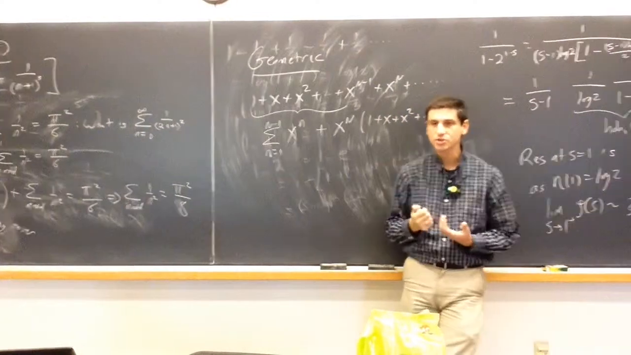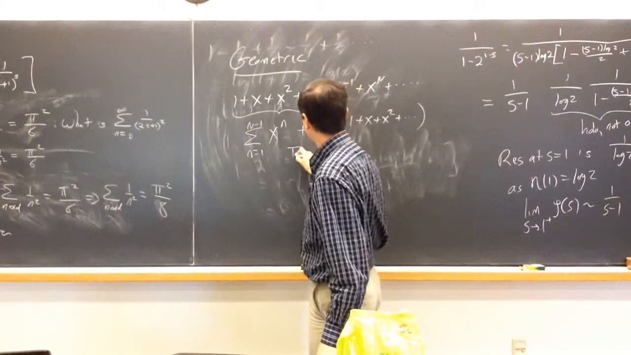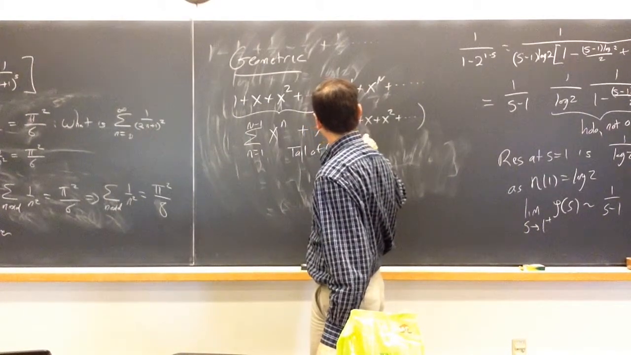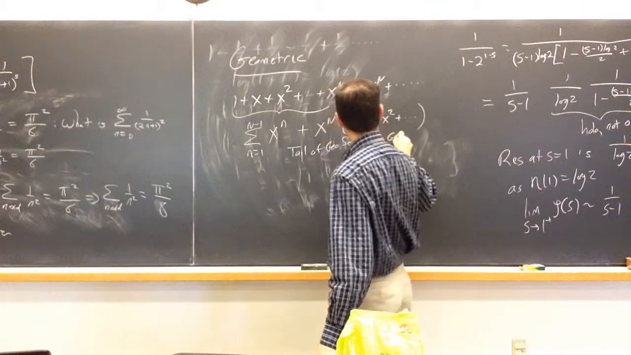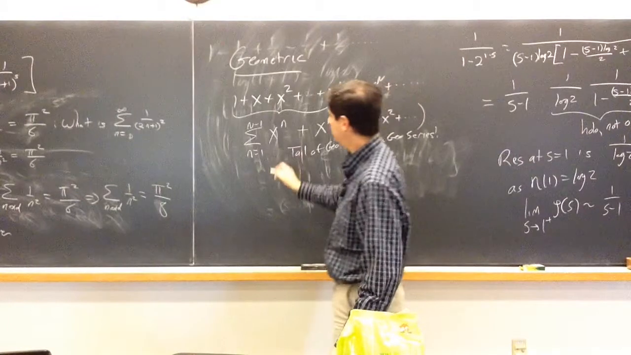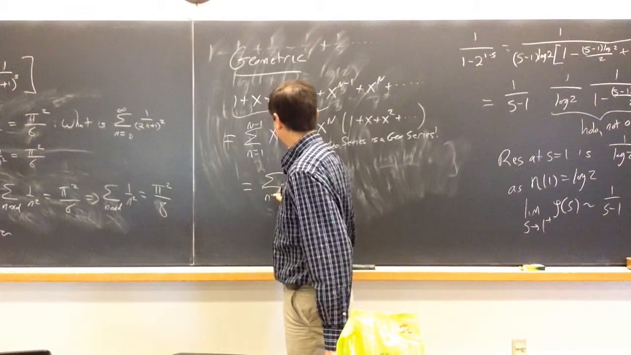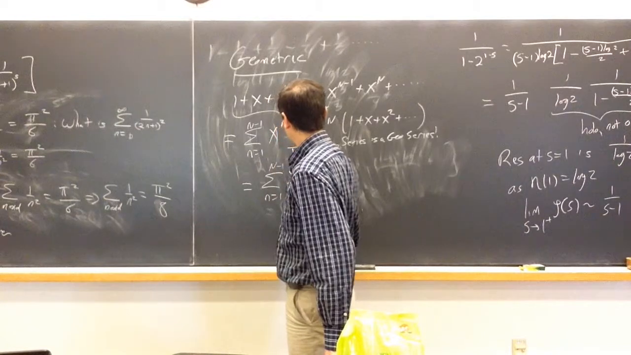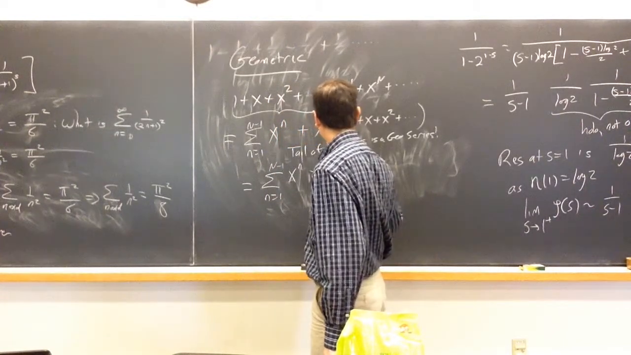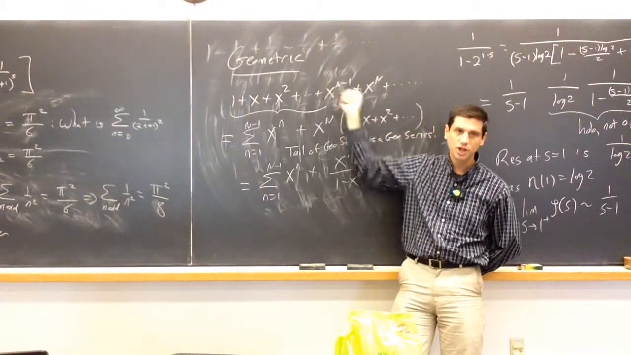What's so nice about the geometric series is that the tail of a geometric series is a geometric series. What that means is that this is equal to a finite sum: the sum n goes from 1 to n minus 1 of x to the n, plus x to the n over 1 minus x. It allows you to replace the infinite sum with a finite sum.